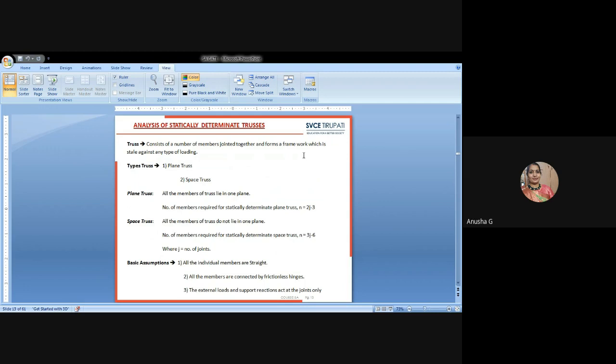One is a plane truss and the other is a space truss. In a plane truss, the members of the truss lie in one plane, and the number of members required for a statically determinate truss is given by the formula n equals 2j minus 3. Okay, this is a plane truss. All of you please check the formula here.